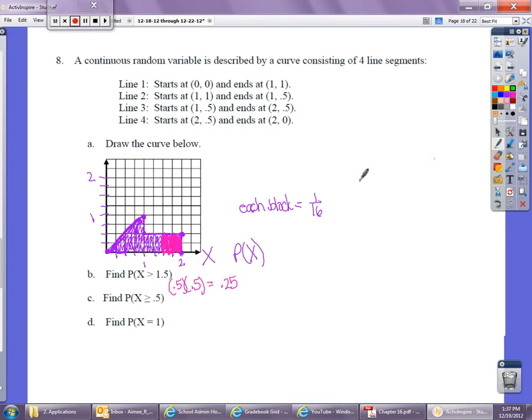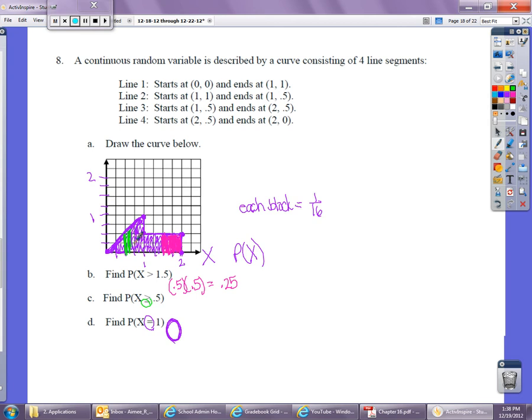Alright, now the next question asks x is greater than or equal to 0.5. Does it really matter that it's equal to? No, because in a continuous random variable, if it's equal to, your probability is always 0. So they'll ask when it's 0. Let's go back to letter C, though.